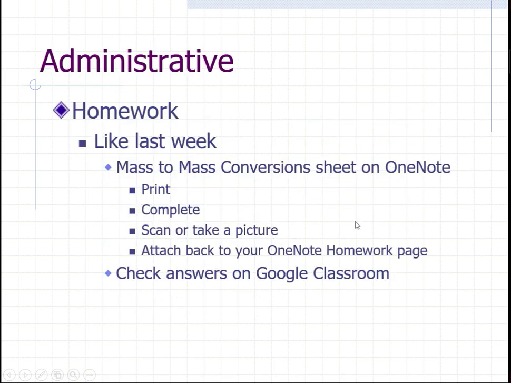So let's get going. The homework for this particular video is going to be very similar to last week's, where there is a mass to mass conversion sheet on your OneNote homework page. Print it, complete it, scan it, or take a picture of it, and then attach it back to your OneNote homework page, just like last week. I know a couple of you had issues with that. This would be a good opportunity to get used to that. Very similar to what is happening with the AP this year. They're having them do the work and then scan or take a picture of their work and attach it online. That's where this idea came from. So that's the case here.